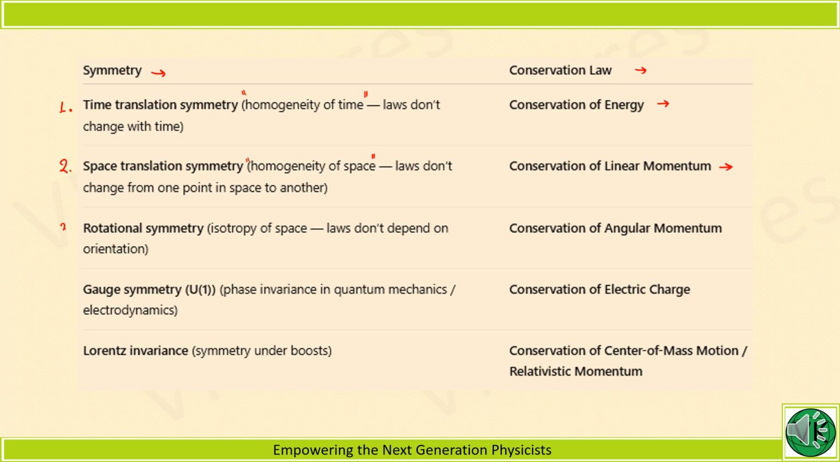Third one is the rotational symmetry, isotropy of space. The quantity which is conserved is angular momentum. It's not the law, the quantity which is conserved, which is better. Fourth, gauge symmetry, phase invariance, and the conservation of electric charge.